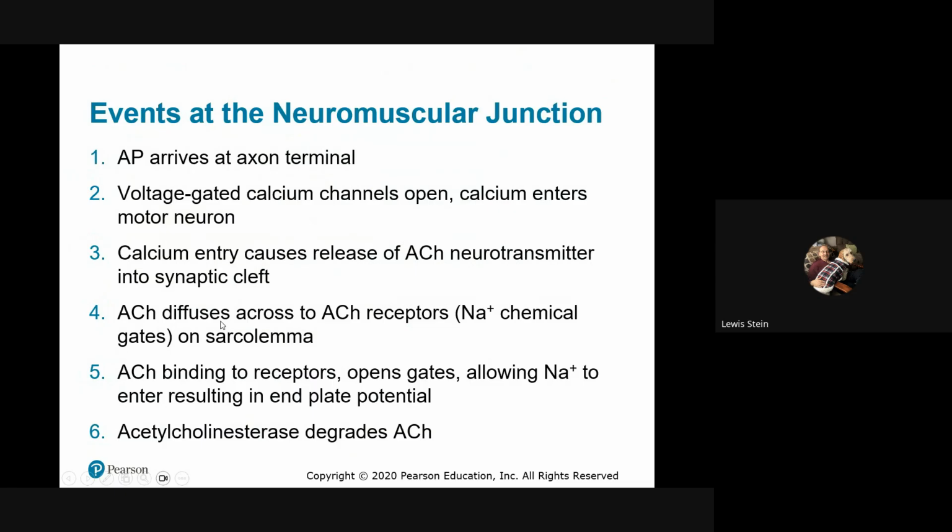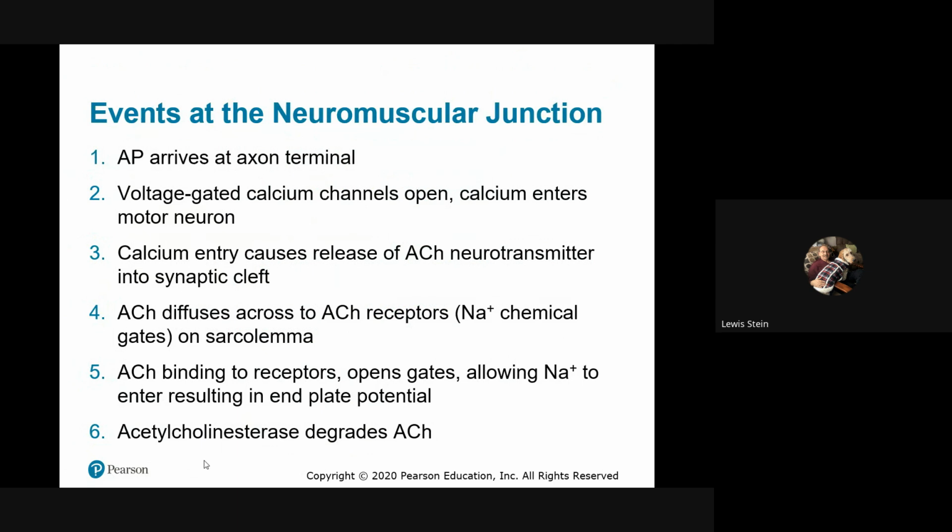So as the acetylcholine diffuses across, these acetylcholine receptors, they erroneously should call them sodium-potassium chemical gates. It's not just sodium. It binds to those receptors, opens the gates, sodium flows in, potassium also flows out. And that's something I should have put in as well. And it goes away right away.